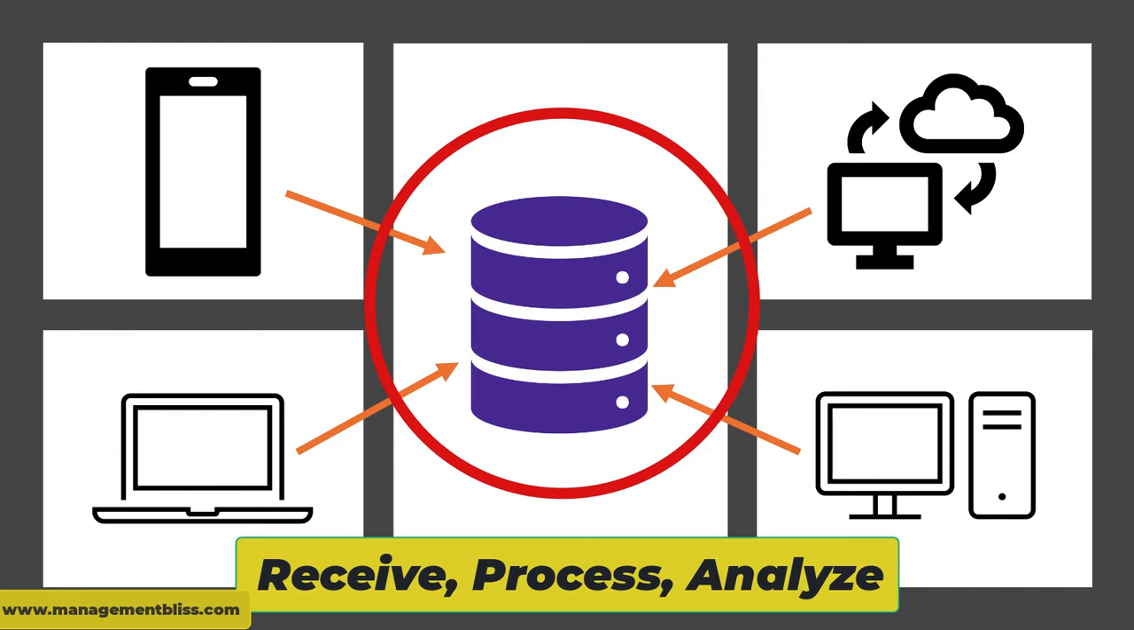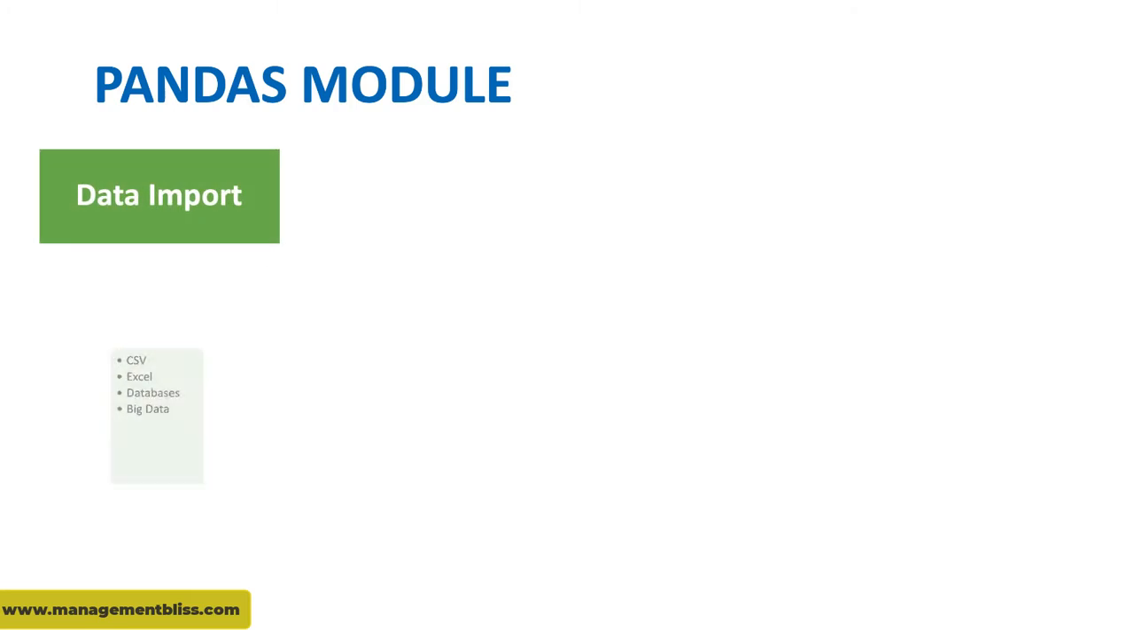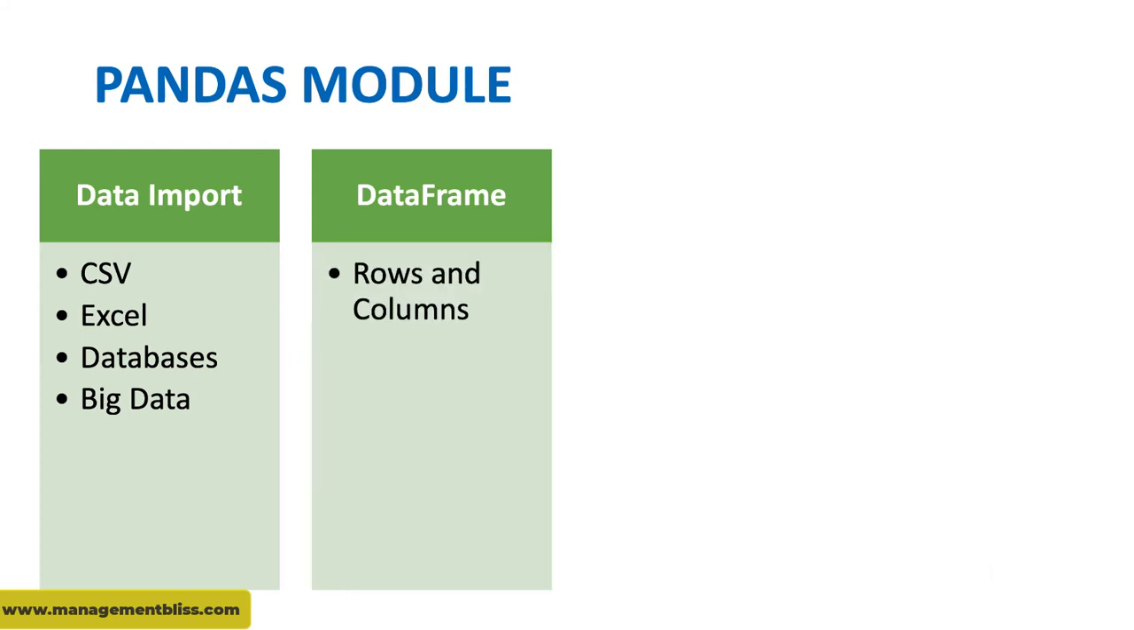Here Pandas module comes in picture. Pandas module eases various operations for us, like importing of data from multiple sources. For example, CSV files, Excel files, different databases, big data. Loading data into heterogeneous tabular format data structure, that is data frame. A data frame stores the data in rows and columns. Also, in a single row or column, data can be of different types.